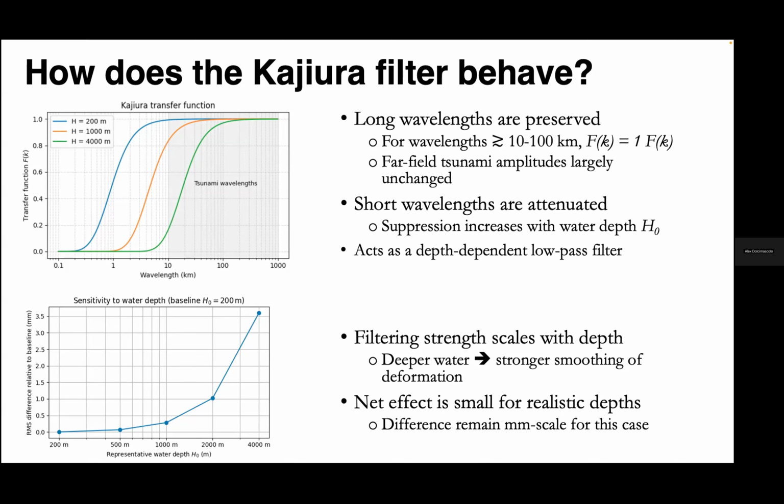And then now we transition to the lower plot on this slide. I quantified this effect for a real earthquake example. For my PhD research, I've been studying the 2021 magnitude 8.2 Chignik, Alaska earthquake. And in this plot, I'm using a 200-meter water depth as a baseline for comparison. And we can see that as the representative water depth increases, the filter attenuates a broader range of wavelengths. So the difference from the baseline also increases.